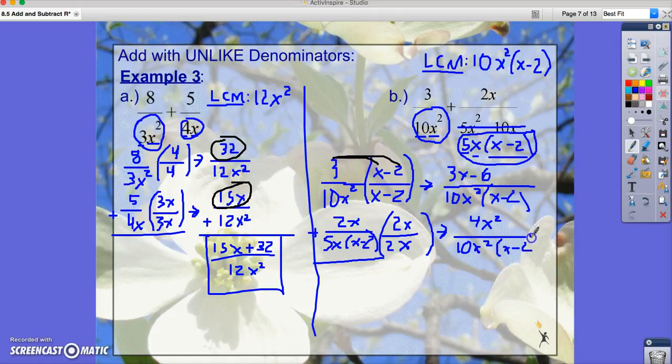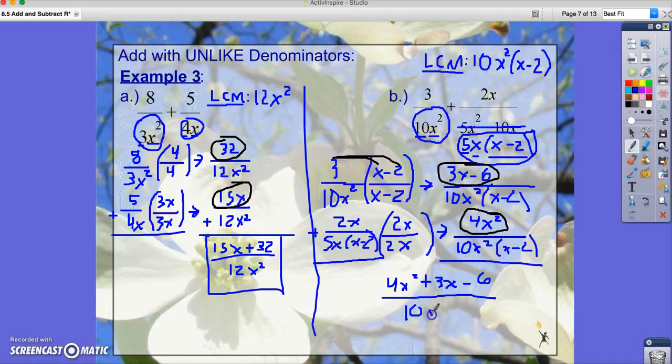All right. So now we combine them. Combining means I combine the numerators. Now if you look, they are all unlike terms. Nothing's the same. So I'm just going to rewrite it. It's going to be 4x squared plus 3x minus 6 all over the denominator, the LCM, 10x squared, x minus 2.